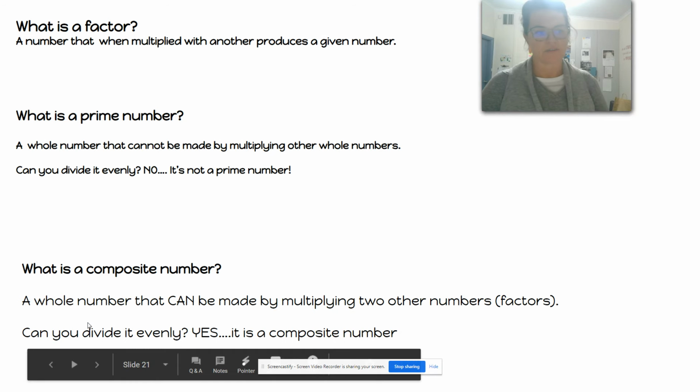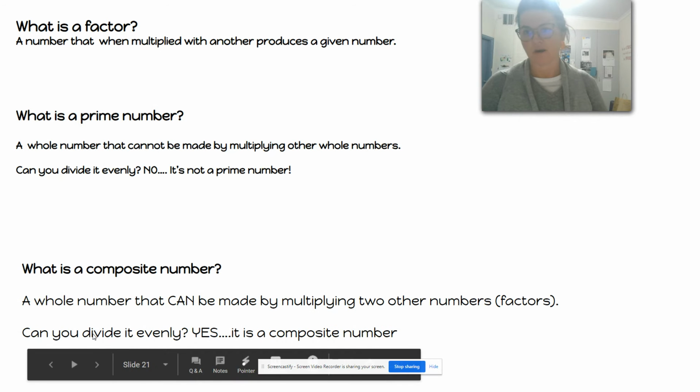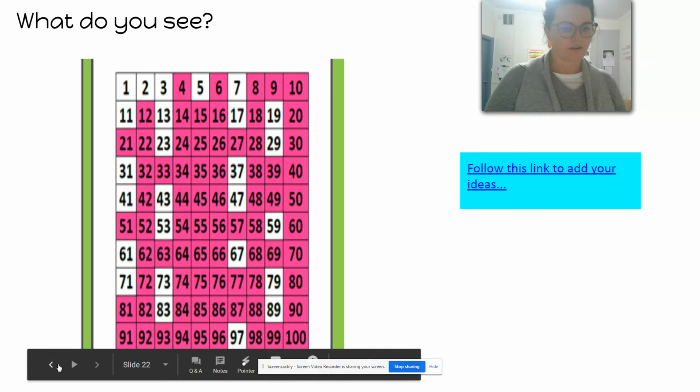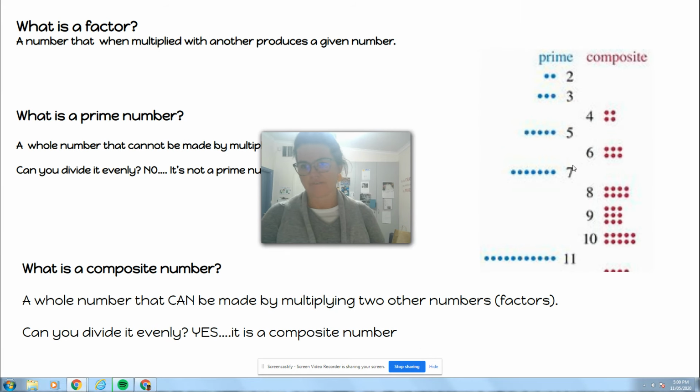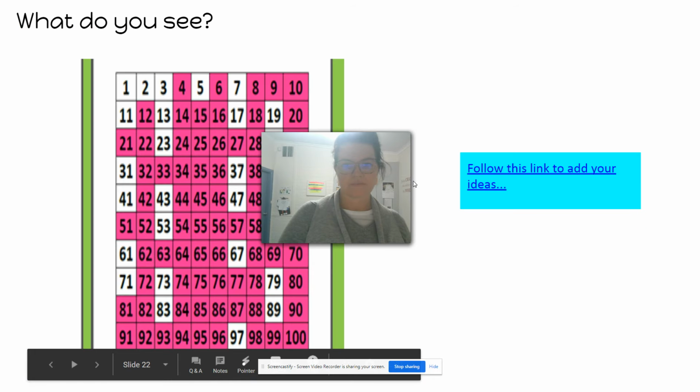So a composite number is a whole number that can be made by multiplying two other numbers. So 2 and 3, if I multiply those, I get 6. So 6 is a composite number. These are some examples of prime. You can see 2, 3, 5, 7, and 11 are all prime numbers, and you can see the composite. We know we can split 4 and 6 and 8. We can divide 9 into 3 groups of 3, and we can do that with 10 as well.